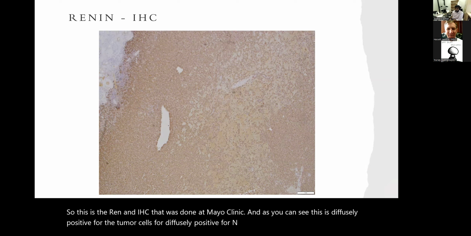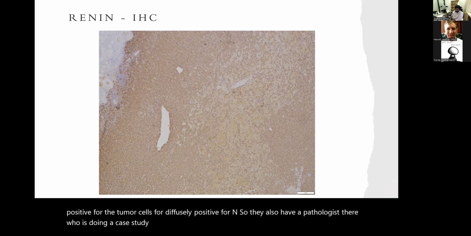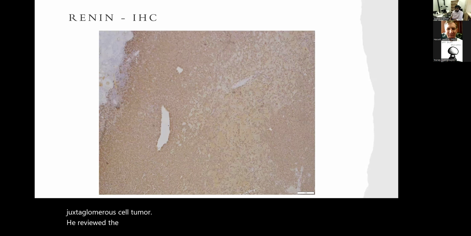So they also have a pathologist there who is doing a case study and case series on reninoma, as they're called, or the better term is juxtaglomerular cell tumor. He reviewed the morphology and he agreed that this is the same entity.